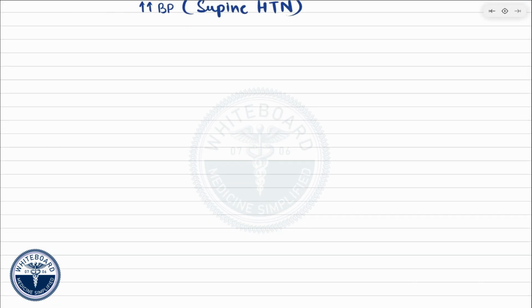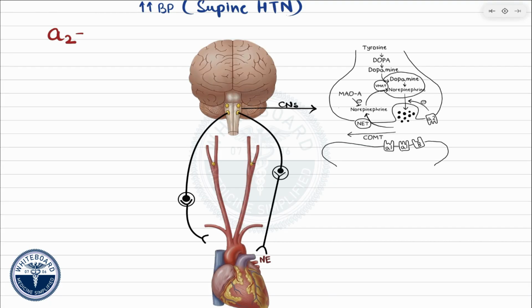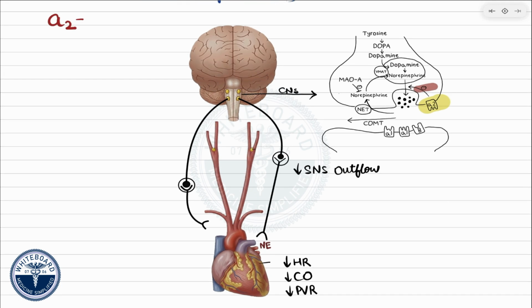Now, let's move on to the alpha-2 agonists. Unlike alpha-1 receptors, alpha-2 receptors are located predominantly on presynaptic nerve terminals and within the central nervous system. As we discussed earlier, activation of these receptors inhibits the release of norepinephrine and suppresses sympathetic outflow from the brain. As a result, sympathetic activity throughout the body decreases, leading to a reduction in heart rate, cardiac output, peripheral vascular resistance, and ultimately blood pressure.